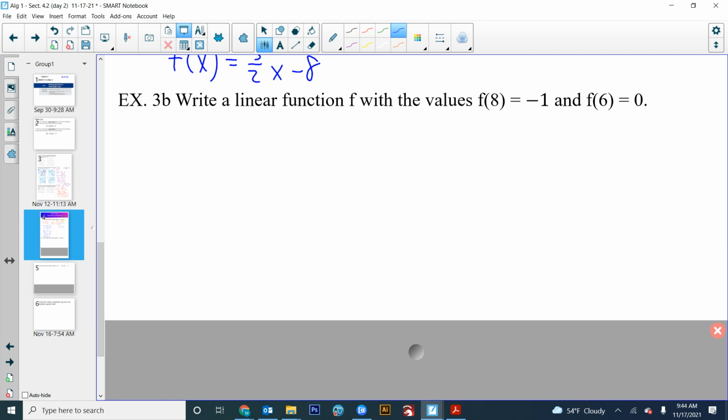Okay. I want you guys to put those into 2 points and get the slope. Get the slope.